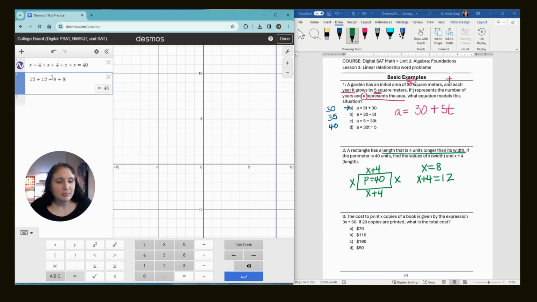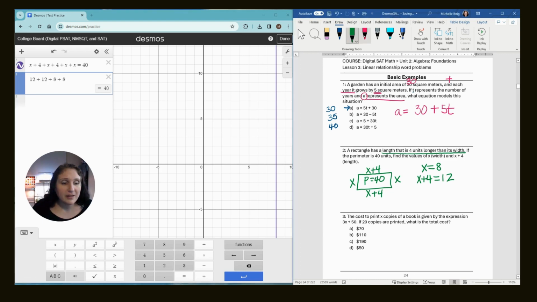The cost to print x copies of a book is given by the expression 3x plus 50. If 20 copies are printed, what is the total cost? You might be able to do this in your head. You would just substitute the 20. 3 times 20 is 60, and then 60 plus 50 is 110.